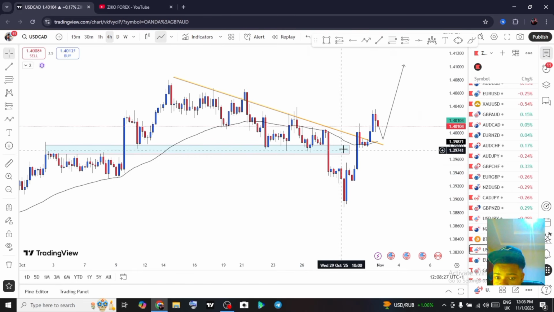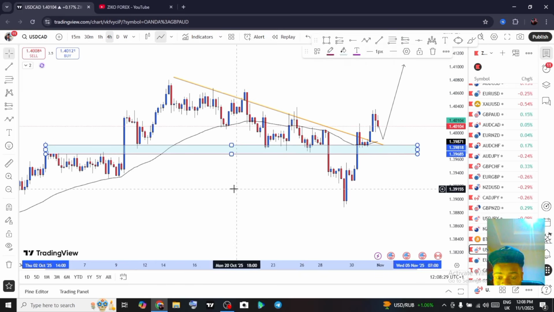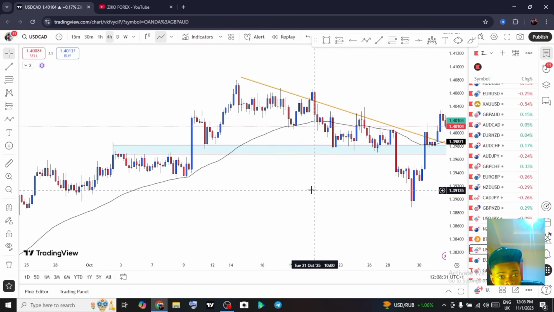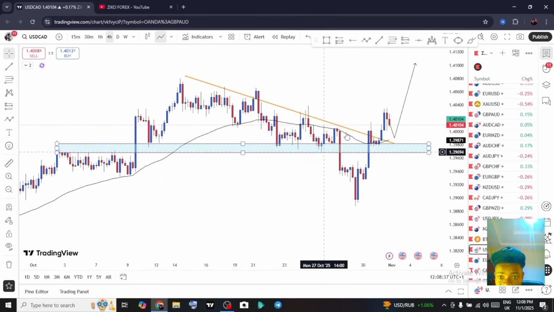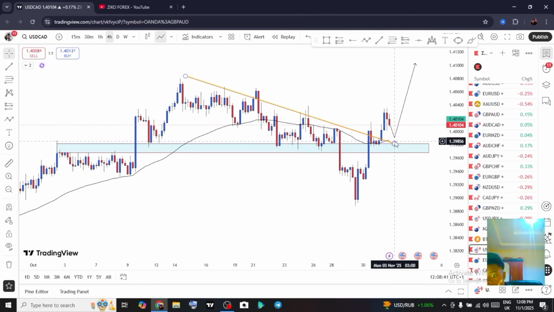For some strange reason, I actually like this pair. This is the 4-hour area of interest, right? Reaction from this area. Price has been selling and clearly shifting bullish from the EMA. You can see that.